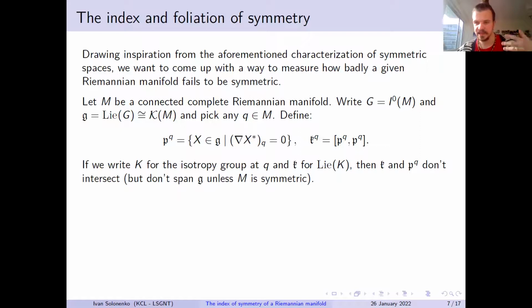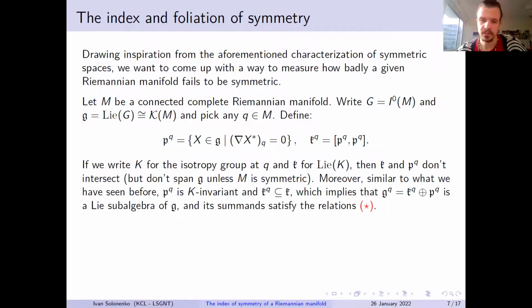They don't span it, of course, unless M is symmetric. Okay, and now the same computations as we did on the previous page show that PQ is K invariant, where K is the isotropy subgroup. So we know that PQ is K invariant, and we also know that KQ lies in K. The same computations, because KQ is the bracket of PQ with itself, and we computed on the last page that it must lie in K, sorry.